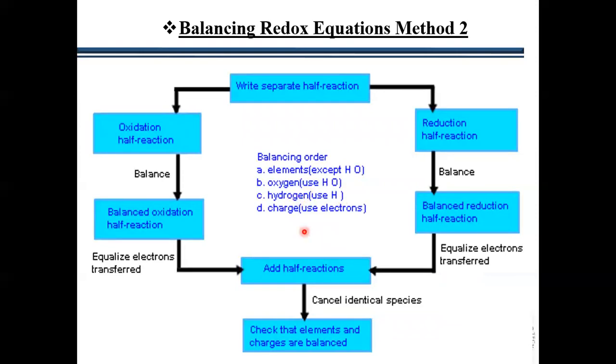Then we use proton, and then we have to balance the charges, meaning we have to balance the electrons. Then there will be a balanced oxidation half reaction and a balanced reduction half reaction. Then we equalize the electrons, add up the half reactions, cancel the identical species, and check the element and the charge balance.